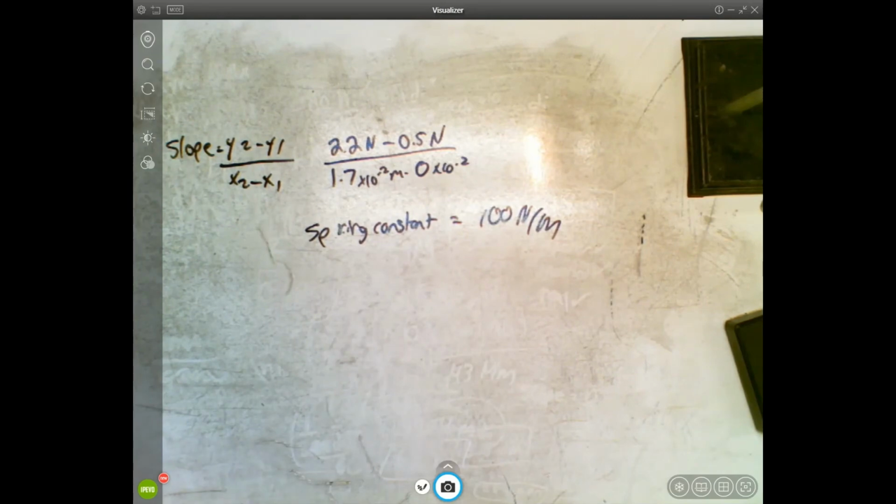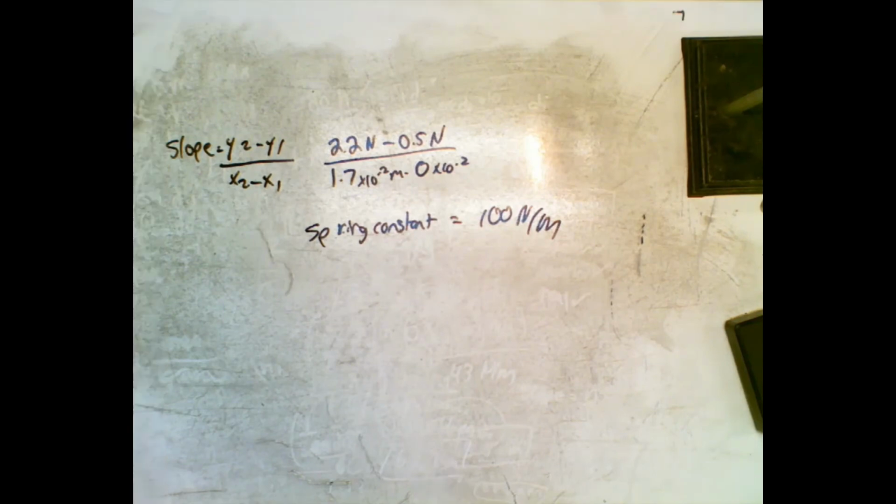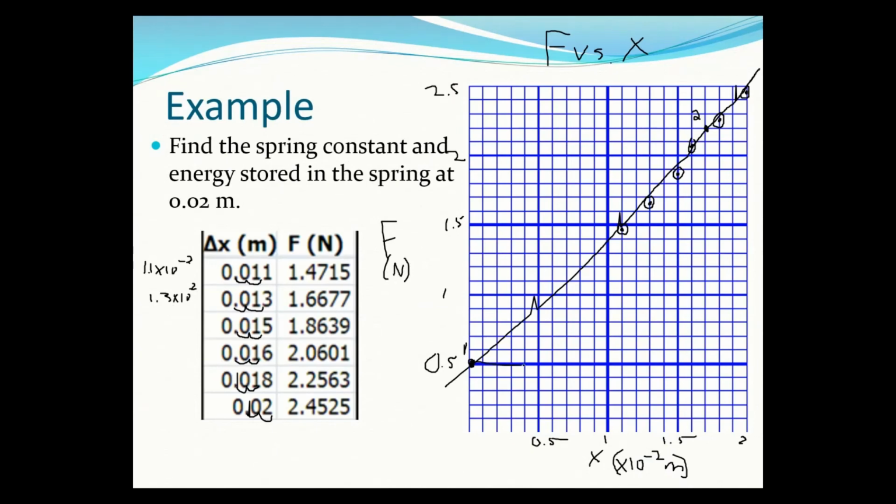Okay, and then if we want to find the energy stored in the spring, that's like the work, that's the spring potential energy. What we can do is find the area under that graph. So we'll have to break it up into 2 different parts: this rectangle and then this triangle up here.